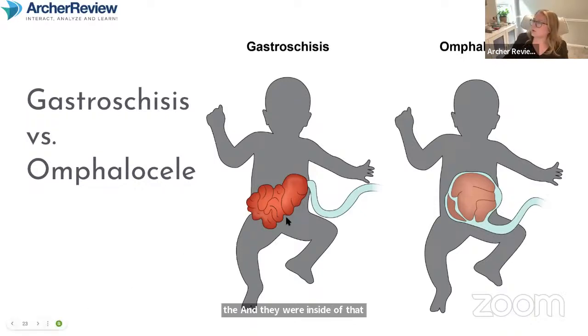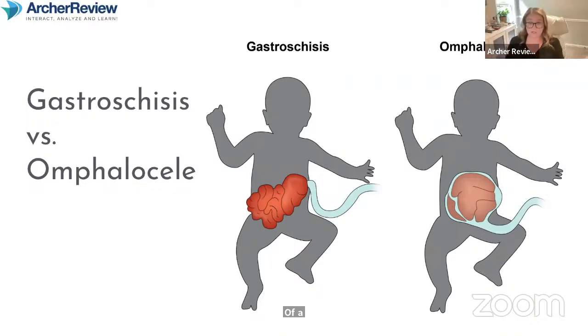That's what our little drawing shows right here. That's supposed to be a peritoneal sac. So they're kind of at least enclosed a little bit, but a bunch of organs are out there. In the gastroschisis, it is just the intestines, but they are not inside that peritoneal sac. They are just wide open, totally exposed to the elements. So those are just the anatomical differences of a gastroschisis versus an omphalocele.